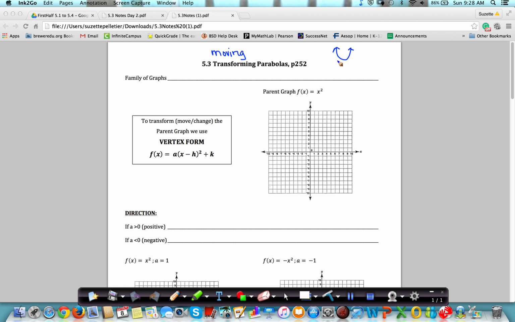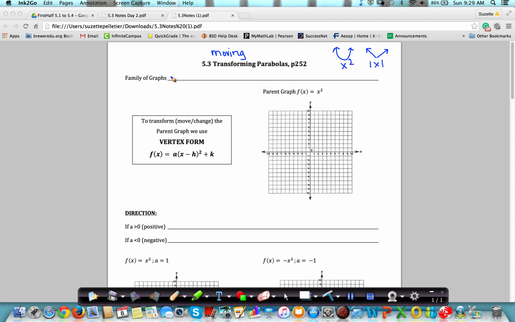So I'm continually going to be referring to the fact that these parabolas move the same way that our absolute value functions did. So when we moved our absolute value functions around, left, right, up, down, and stretched and shrunk them, these parabolas do exactly the same thing. They're just a different shape. So we're going to continually be talking about that.